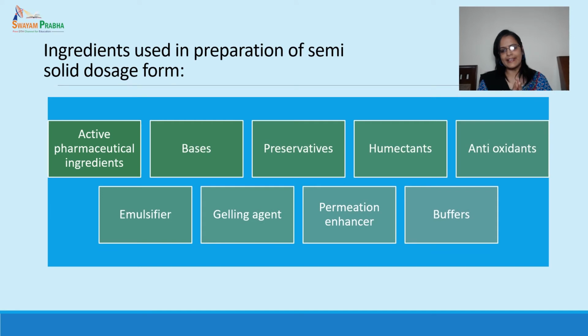Now what are the ingredients which are used in the preparation of semi-solid dosage forms? The active pharmaceutical ingredient, which is the main ingredient, bases, preservatives, humectants, antioxidants, emulsifiers, gelling agents, permeation enhancers, and buffers. So this is the list of ingredients which we use in semi-solid preparations.